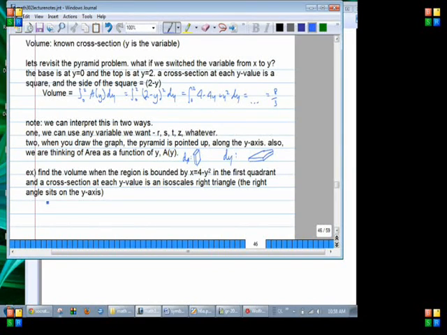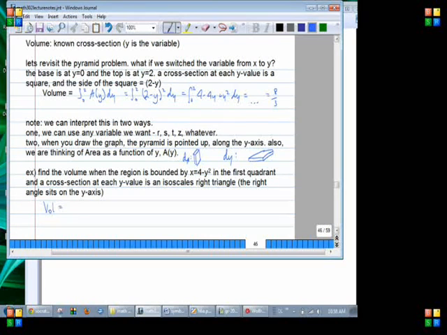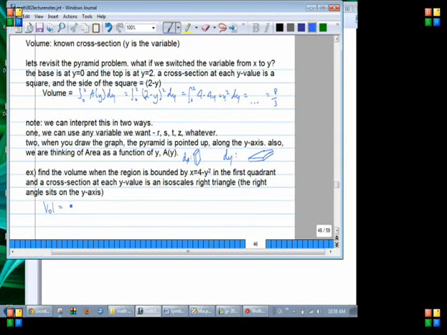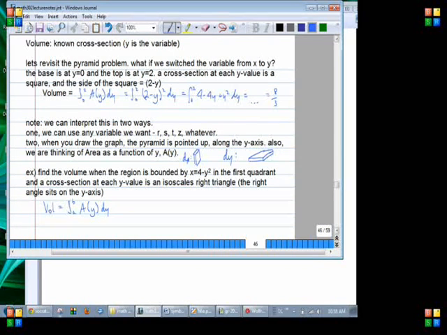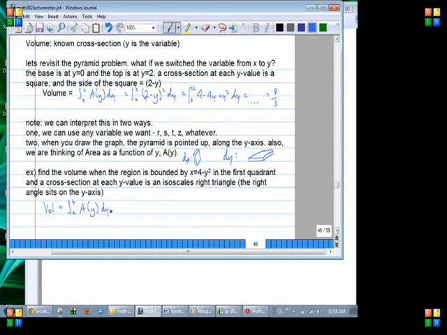So first we need to find the boundary. I'm just going to set this up in general. So it's going to be the integral from a to b. And the way we've set up this problem, I set a cross-section at each y value. So the way that it's written, our variable is going to be y. So it's going to be area as a function of y dy. Okay. Now the question is, at each y value, what's the area?